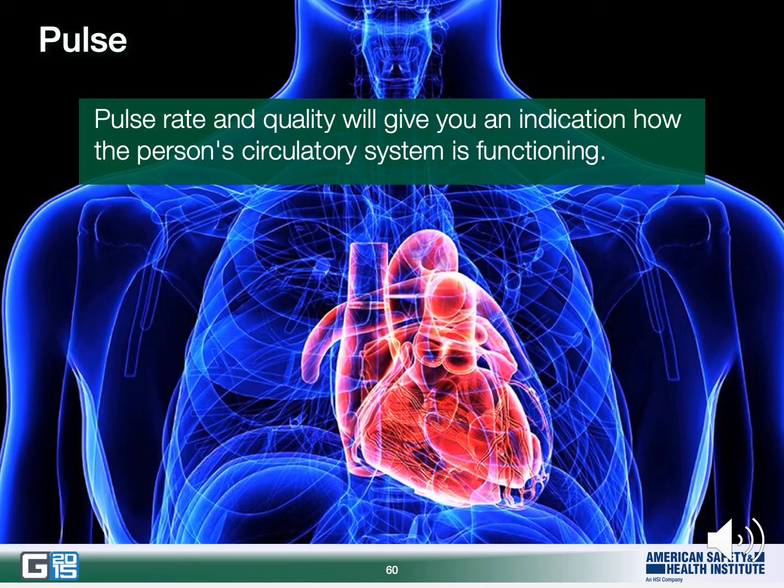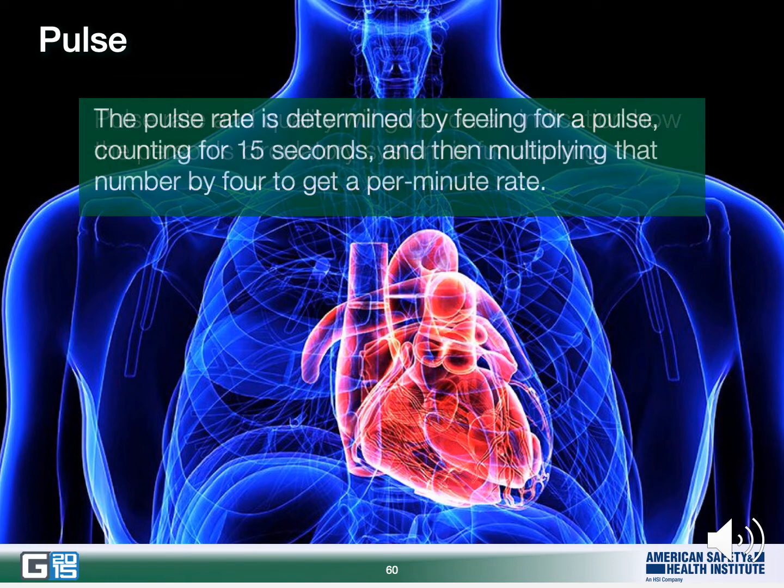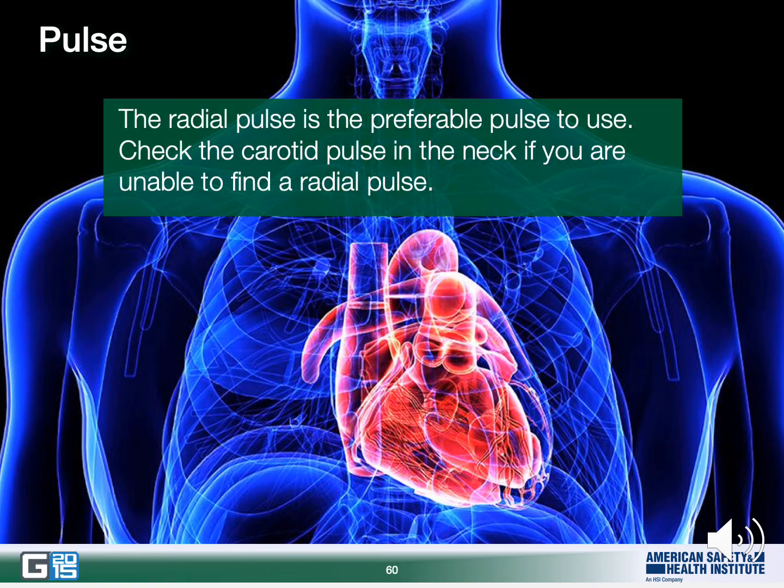All right, pulse. The pulse rate and quality will give you an indication of how the person's circulatory system is functioning. The pulse rate is determined by feeling for a pulse either at the carotid or the radial pulse on the wrist. Count for 15 seconds and then multiply that number by 4 to get a per minute rate. So the radial pulse is the preferable pulse to use. Check the carotid pulse in the neck if you're unable to find a radial pulse.